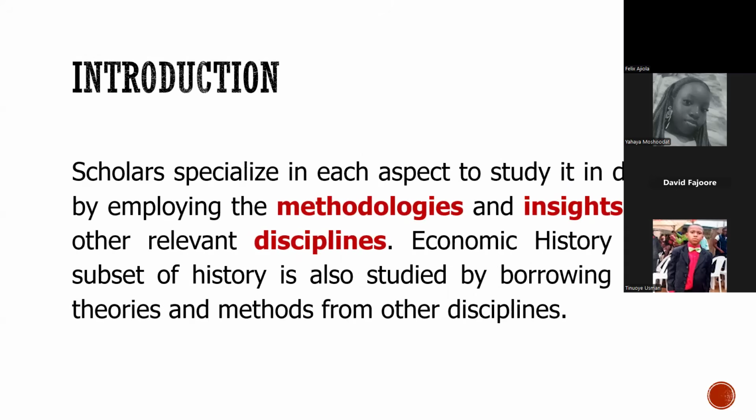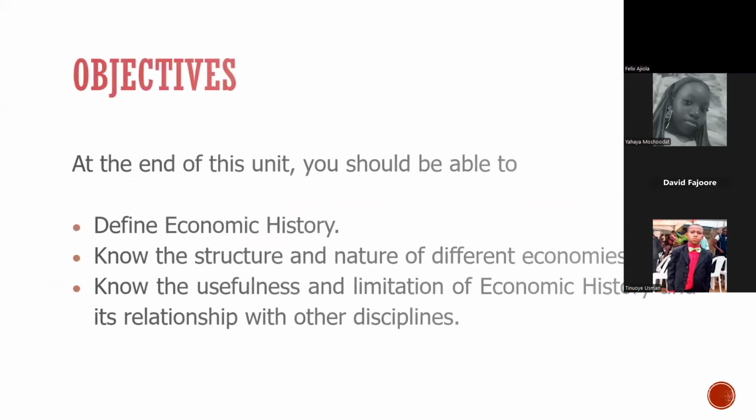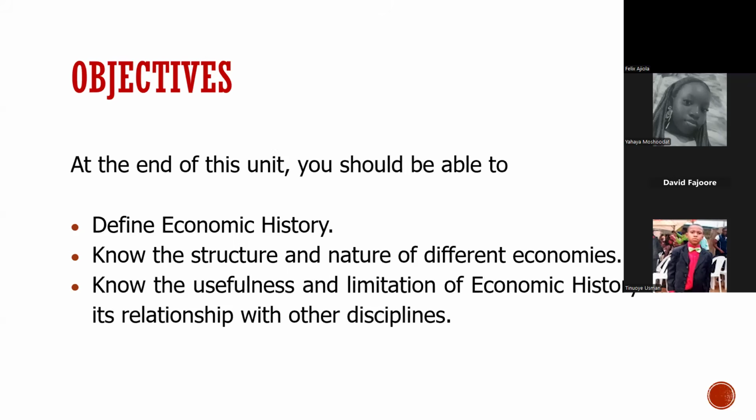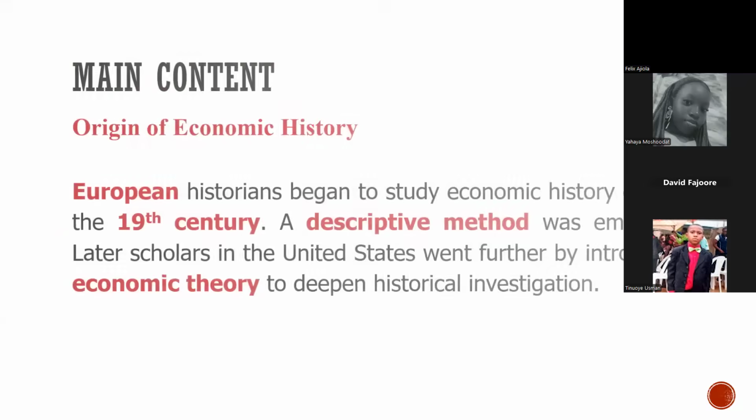So what we are looking at is the ways in which scholars have tried to develop this discipline. At the end of this topic, the key objectives that we want to achieve are that you must be able to define economic history. You must know the structure and nature of different economies. As I've mentioned in the course outline, you must know the usefulness and limitations of economic history, especially its relationship with other disciplines, whether it's sociology, political science, and all of that.